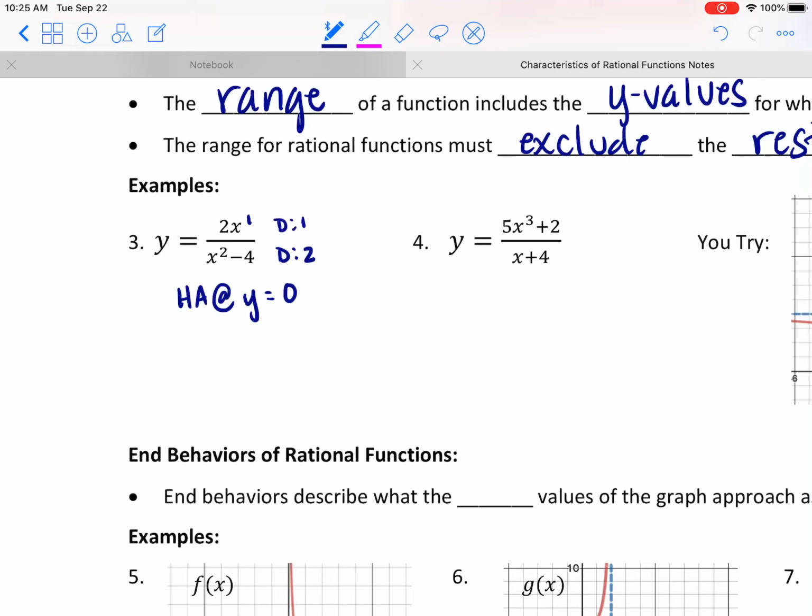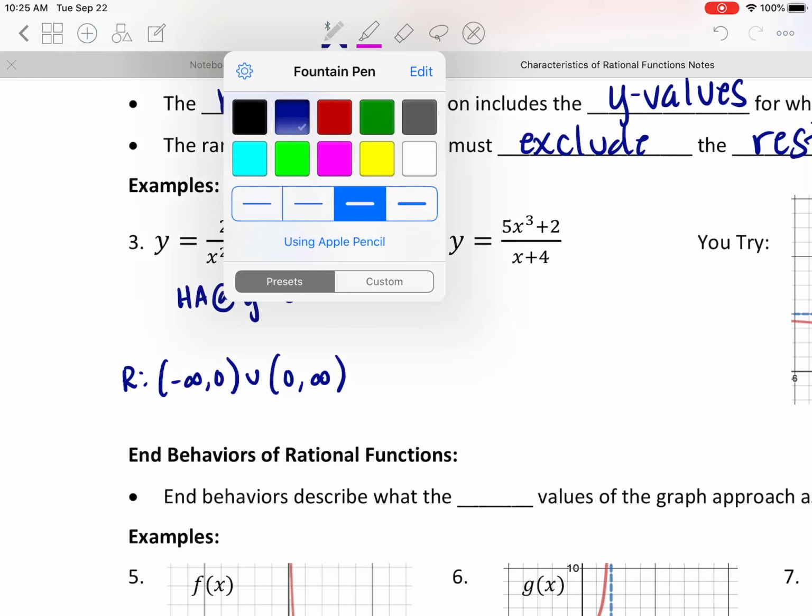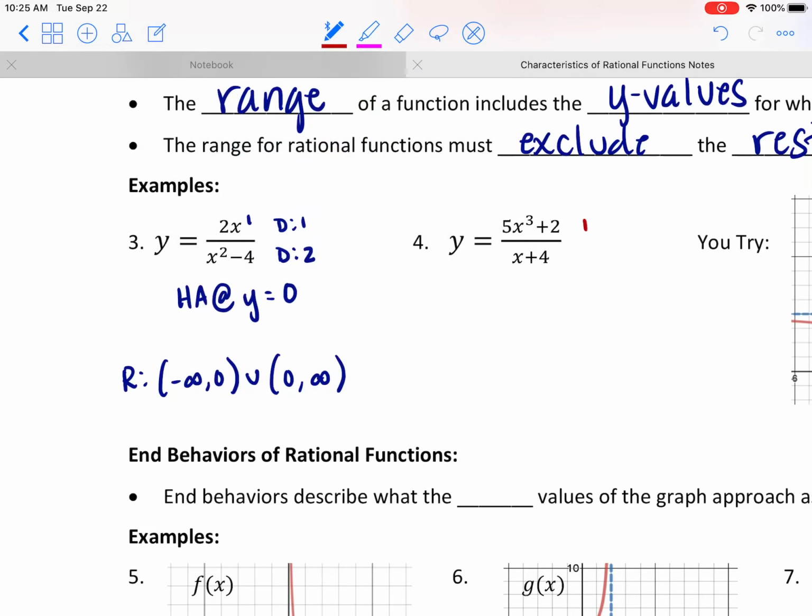So if we have a horizontal asymptote at y equals 0, that means y can't be 0, so our range has to exclude 0. So everything from -infinity to 0 united with everything from 0 to +infinity is our range. Okay? How about the next one?